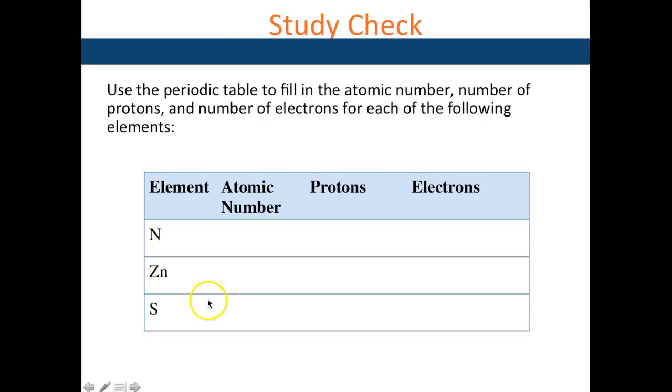Okay, so you're asked to fill up this table using the periodic table. So nitrogen, atomic number 7, zinc, atomic number 30, and then sulfur, atomic number 16. The number of protons and number of electrons will equal that atomic number. So the numbers here will be all the same. Okay, so it'll be 7, 7, 30, 30, and then 16, 16.